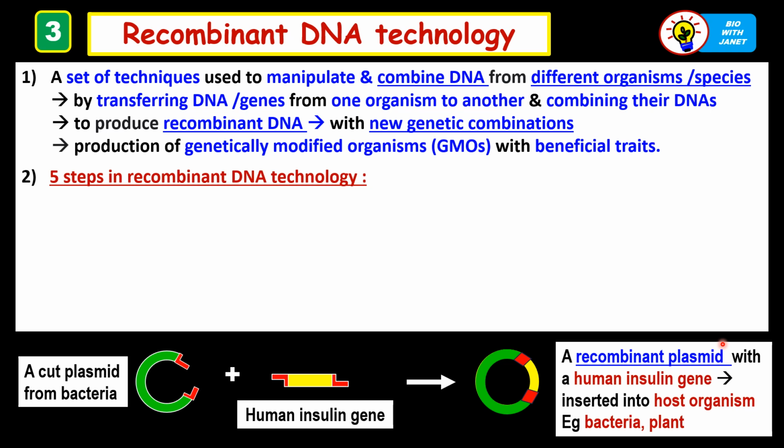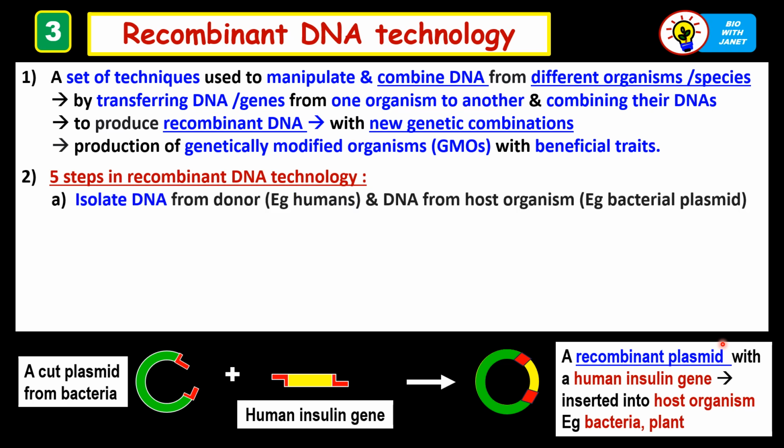Now, 5 steps in recombinant DNA technology. First, isolate the DNA from the two different organisms. One is the donor, which is going to supply that gene or that segment of DNA to the other organism, which is the host organism. So isolate the DNA from the donor, for example, the human insulin gene, and DNA from the host organism, in this case a circular DNA called the plasmid, okay?